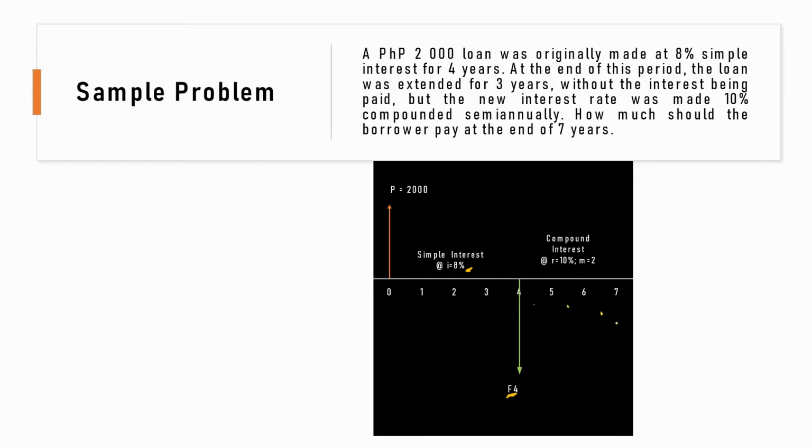So umabot ka hanggang sa 7th year. Kasi yung in-apply naman dun sa 3 years na yon ay compound interest, 10% compounded semi-annually. So yung m natin doon is equal to 2. So required yung f sub 7. Kailangan muna natin kunin yung f4 kagaya dun sa previous problem. So yung f4 yung gagamitan natin ng compound interest, no? Doon natin i-apply yung compound interest.